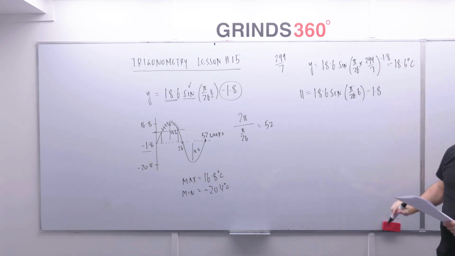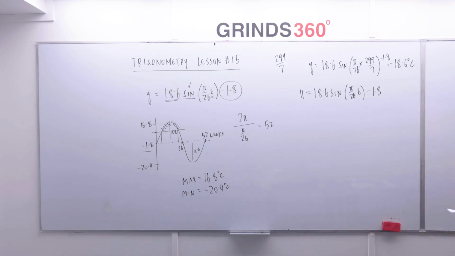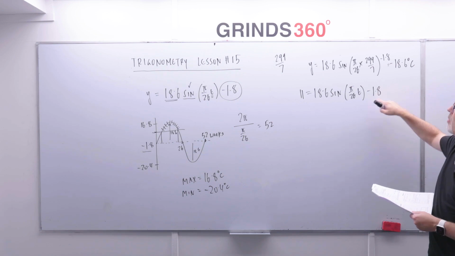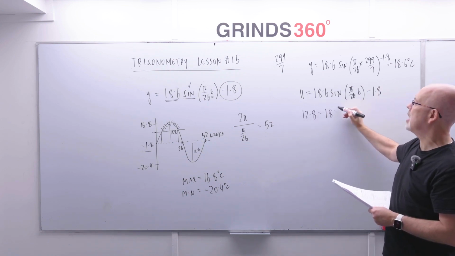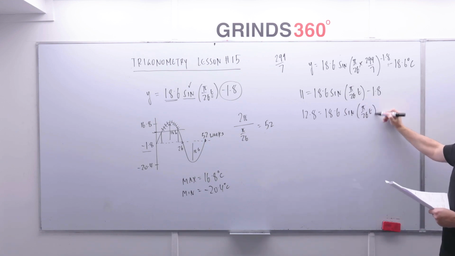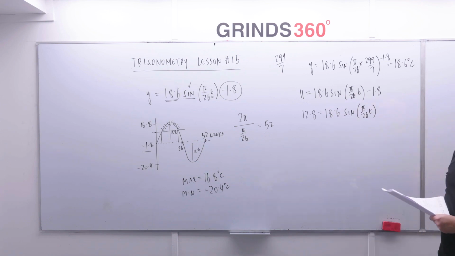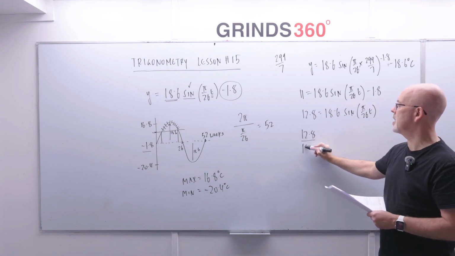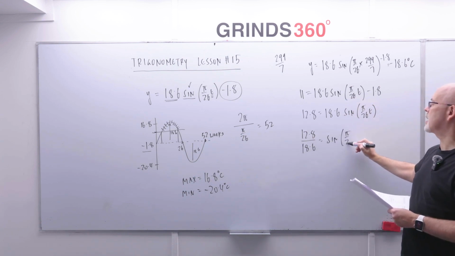Okay, so the minus 1.8 should be in that formula there, but the answer is correct when you sub the value in. All right, so there's a minus 1.8 there. So again, we'll add 1.8 to both sides to remove the minus 1.8 from this side. So I get 12.8 is equal to 18.6 times sine pi over 26t. Again, divide by that number to get rid of it from the right-hand side. So if I divide both sides by 18.6, I get 12.8 over 18.6 is equal to sine pi over 26t.